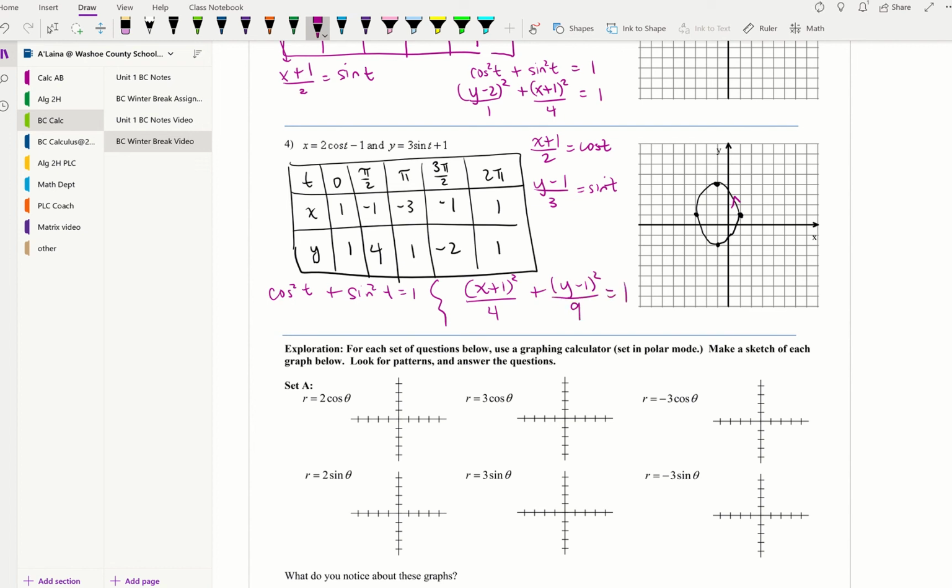And again, that's my general form for an ellipse. You might remember the center is supposed to be at negative 1, 1. There it is. If you square root the 4, 2 tells you how far you would go in either direction, left and right. If you square root the 9, that tells you how far you would go up and down.